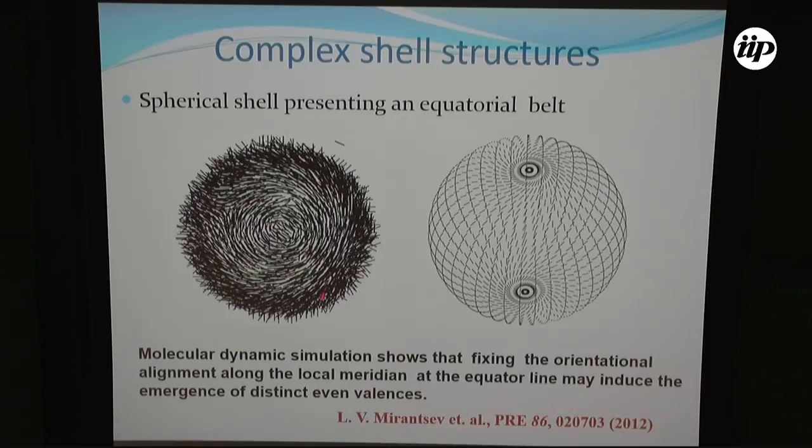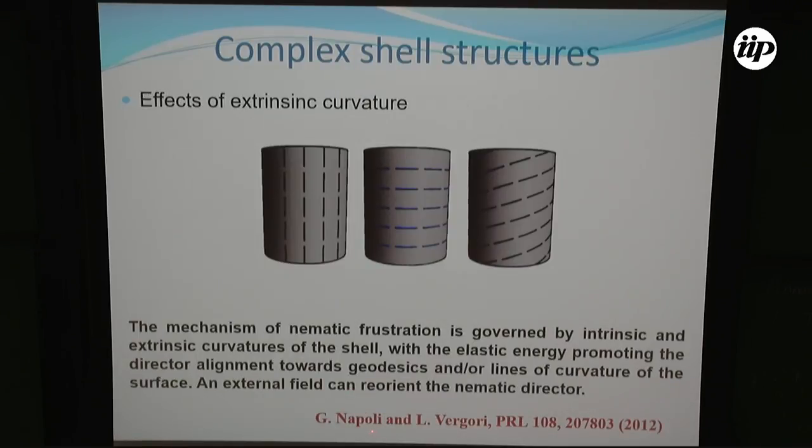Okay, but Professor Mirantsev and Professor Vega have studied another structure with a sphere, and this sphere has an equatorial belt where the direction of the director is fixed along the hemisphere. So in this case, they observe the emergence of a vortex inside these shells, and it's a very different configuration from the one predicted by Zannoni and observed experimentally. And also, Napoli and Vergori show that if you control the intrinsic and extrinsic curvature of these shells, you can change the nature of the nematic alignment in these shells. It's a very interesting paper.